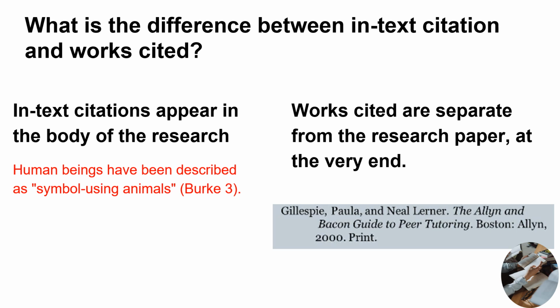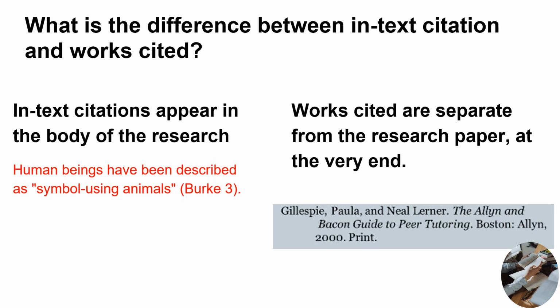What is the difference between in-text citation and works cited? Well, in-text citations appear in the body of the research. The example is, human beings have been described as symbol-using animals. At the end of that sentence, you have in parentheses the author's last name and the page number that quote is found on in the book.